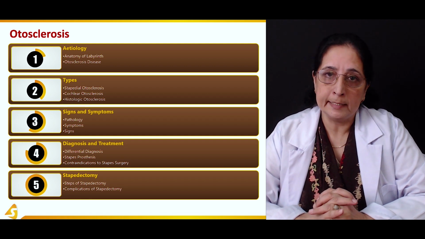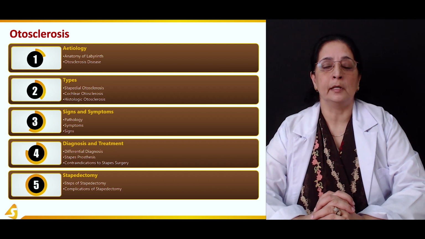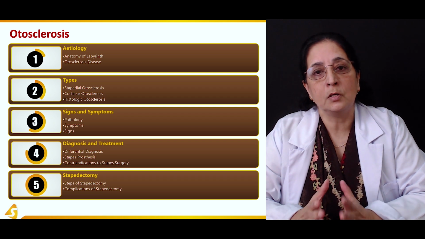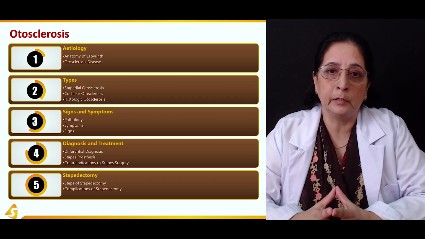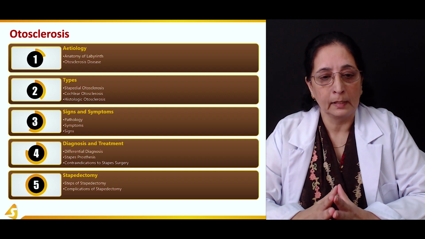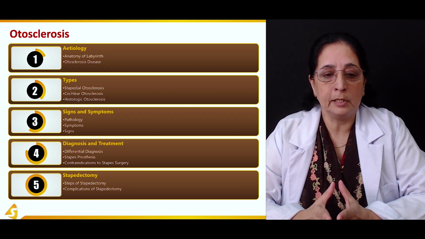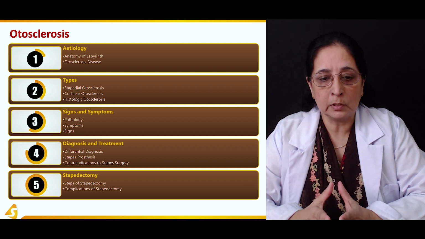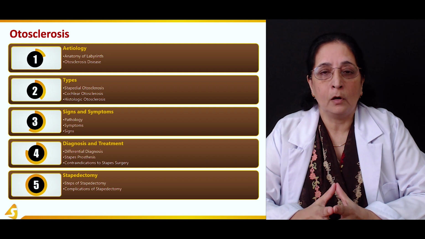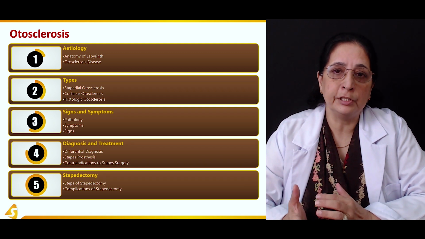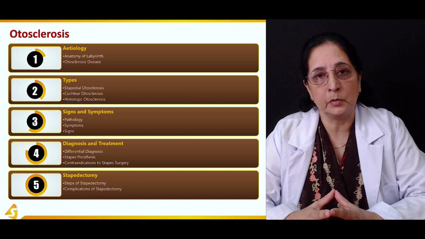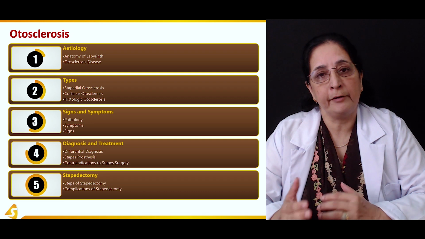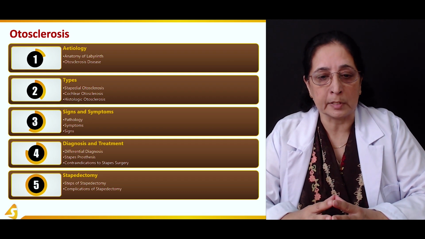And in this, besides signs and symptoms of otosclerosis, we will also talk about the pathology of otosclerosis and how otosclerosis develops. Then in the fourth section, we will talk about the diagnosis and treatment of otosclerosis, and we will also talk about some differential diagnosis of otosclerosis. What are some other conditions that can be differentiated from otosclerosis?